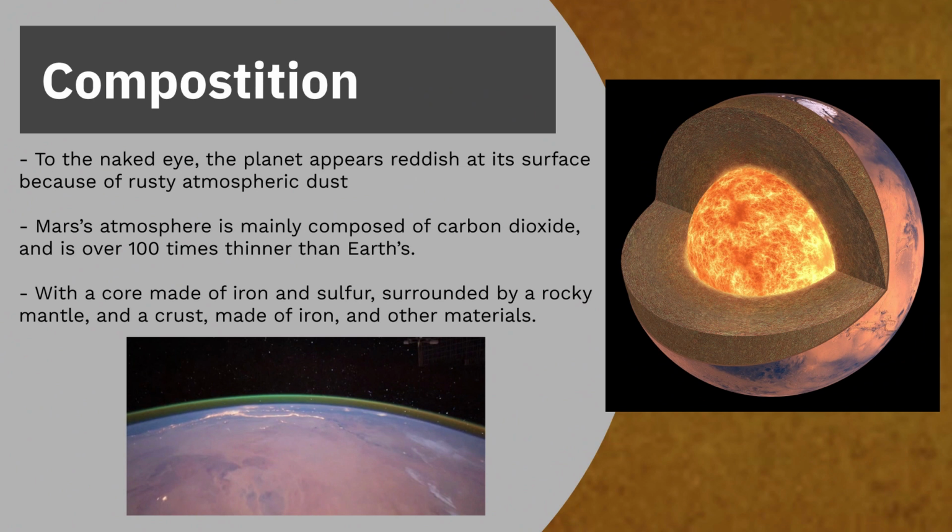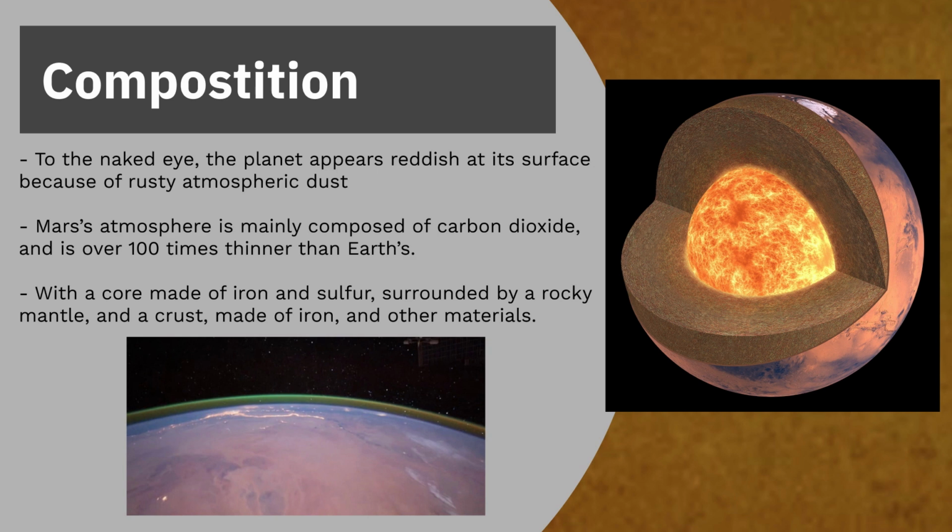Mars's composition. To the naked eye, Mars appears reddish at its surface. This is caused by the rusty atmospheric dust. The atmosphere is composed of over 90% carbon dioxide, around 3% nitrogen, and the rest is oxygen and argon. Mars has a pressure at the surface of 6.35 mbar, which is over 100 times less than Earth's.